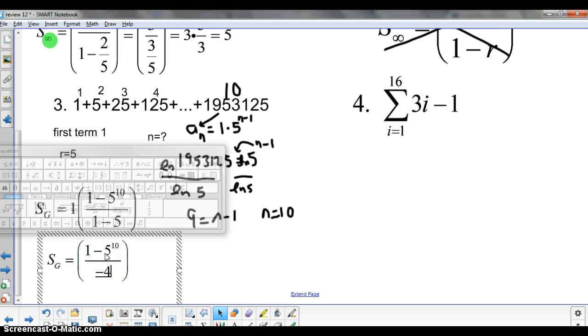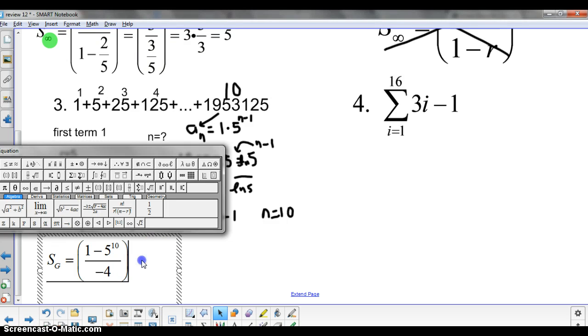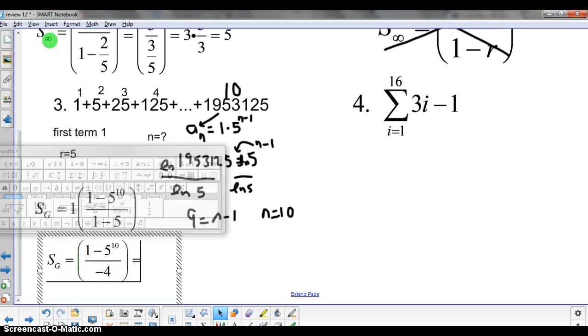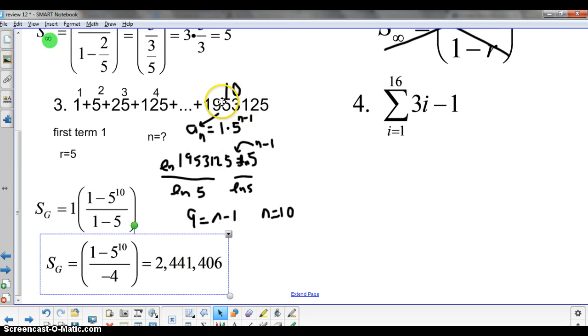And this numerator, it's going to be a really big number, but it won't be, I guess, impossible to calculate. It's negative 9 million, something like that. And then we need to just simply divide that by negative 4. And our final answer is 2,441,406 with commas there. So pretty big sum, but of course we had a number at the end that was close to 2 million already.